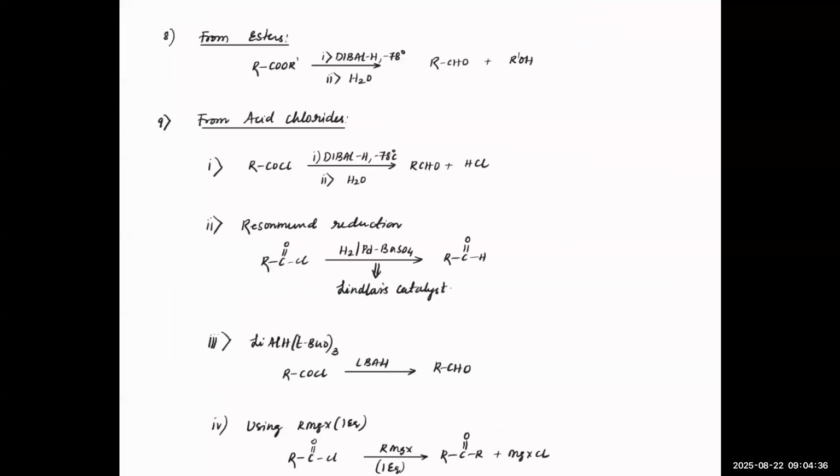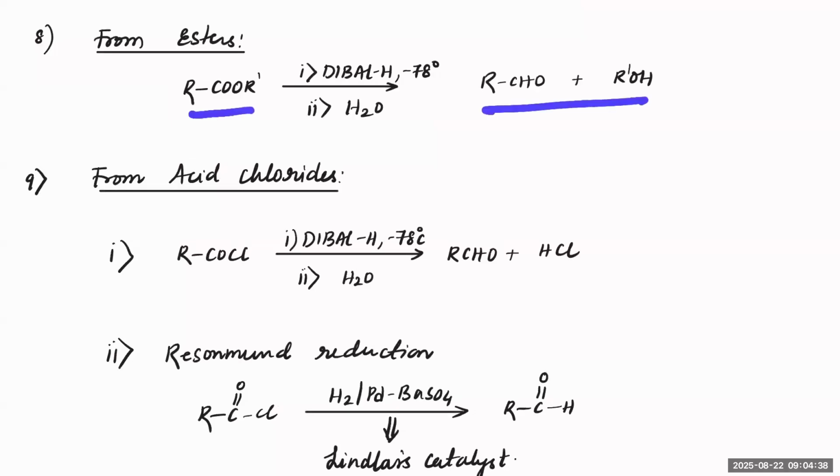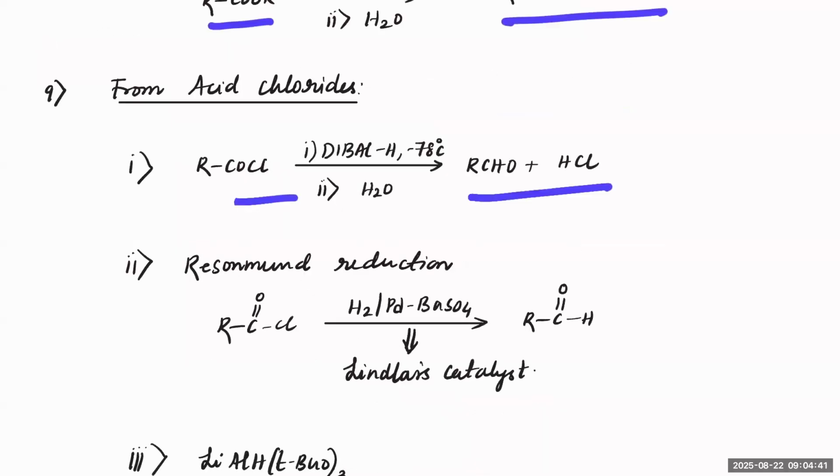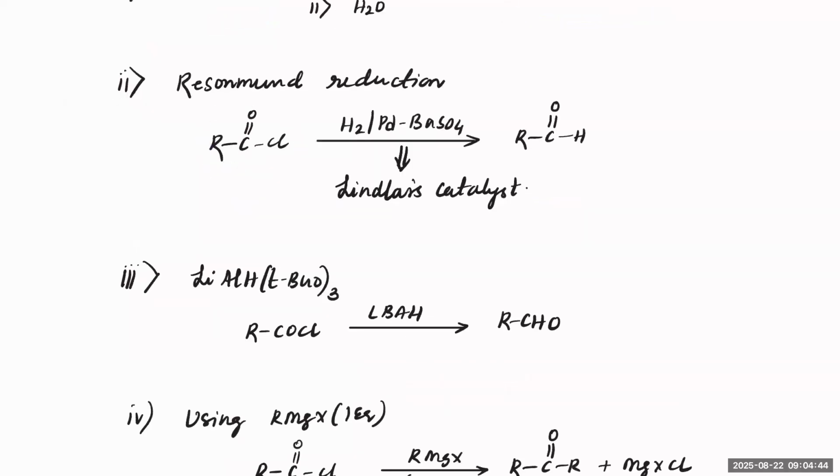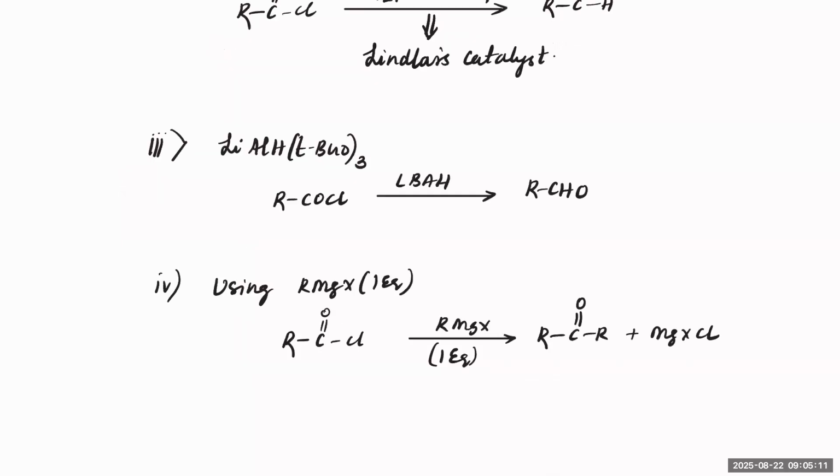Next is from esters. Esters we just learned DIBAL-H, acid chlorides DIBAL-H. Next, acid chlorides can also be done via Rosenmund reduction, which is H2 using palladium barium sulfate, which is called as Lindlar's catalyst. In that, chlorine can be removed and replaced with H minus here. Further reduction is not going to happen in the presence of barium sulfate, because barium sulfate poisons the palladium metal. So further ketonic groups will not be reduced.